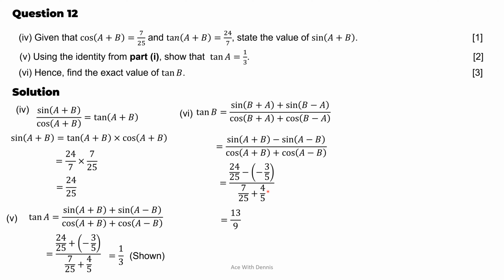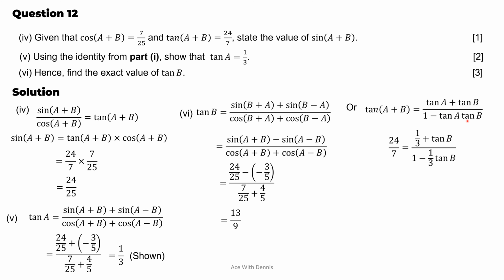If you think that this is too complicated, there's another way we can do it. We can use the addition formula, which is tangent (A plus B) equals tangent A plus tangent B over 1 minus tangent A tangent B. Okay, so we have the value of tangent (A plus B), which is 24 over 7. Tangent A is 1 over 3. So we can substitute 1 over 3 at the top and at the bottom. We are only left with tangent B, which is the one we want to find.